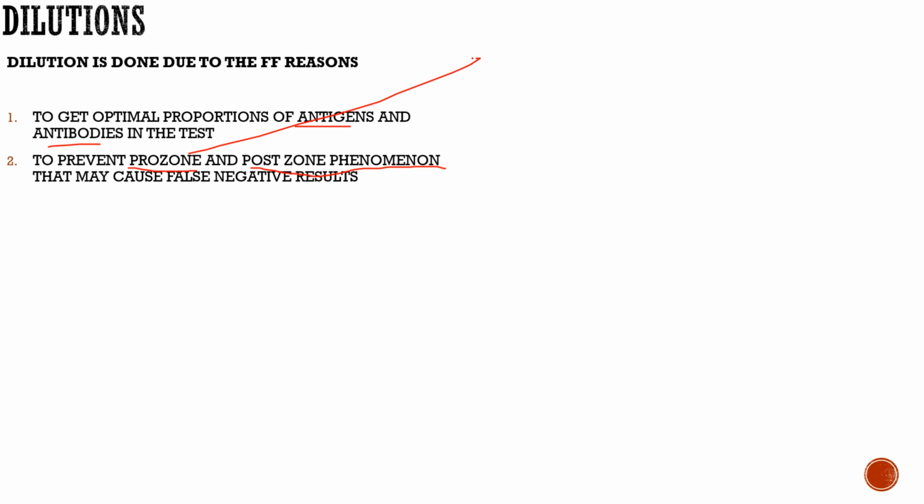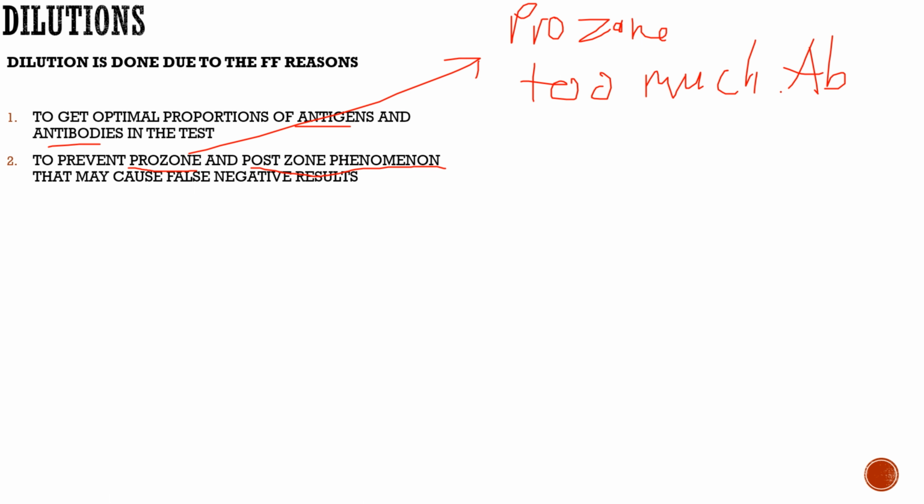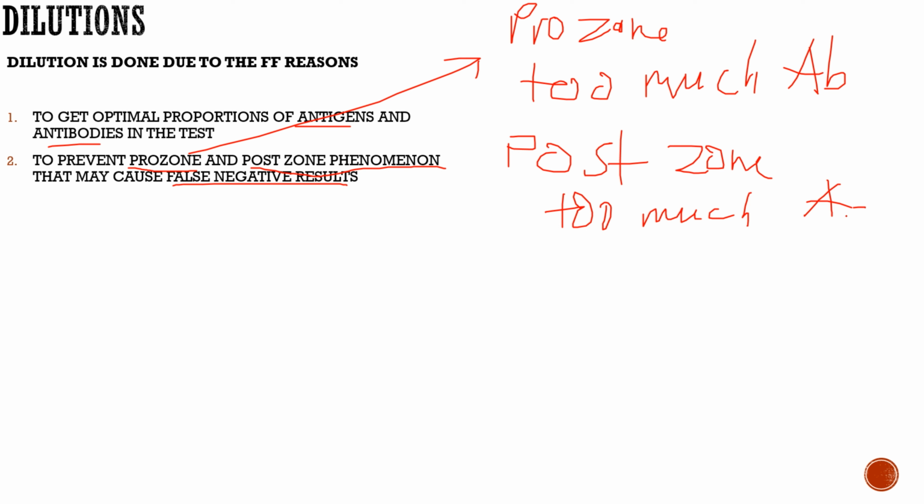When we talk about prozone, class, there is too much antibodies. And if there is too much antibodies over antigens, it can lead to a false negative result. Pag postzone naman, baliktad naman siya, class. Pag postzone naman, there is too much antigen. For you to understand this, ganito yan.